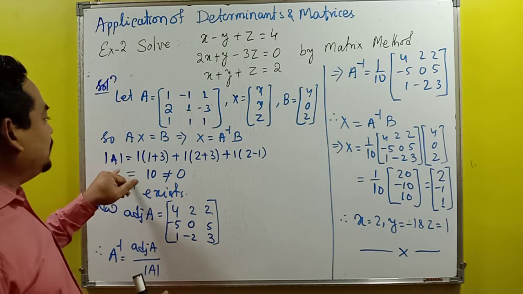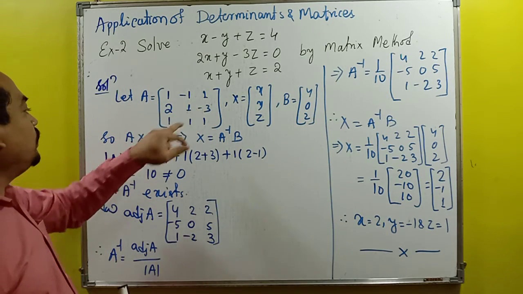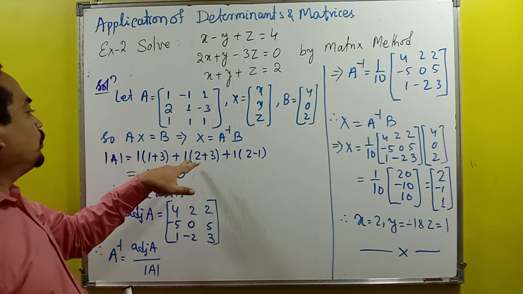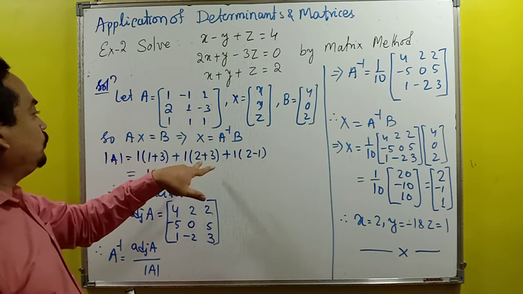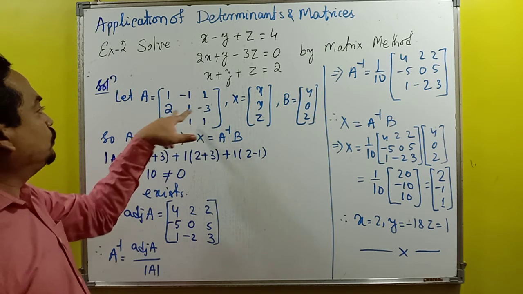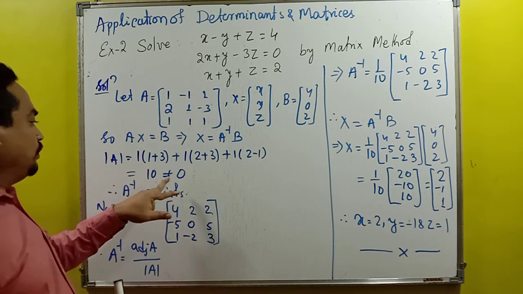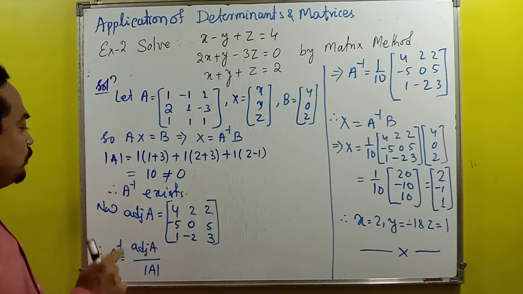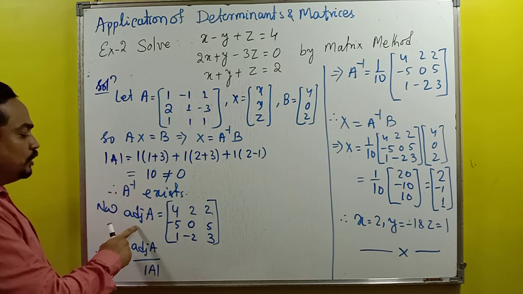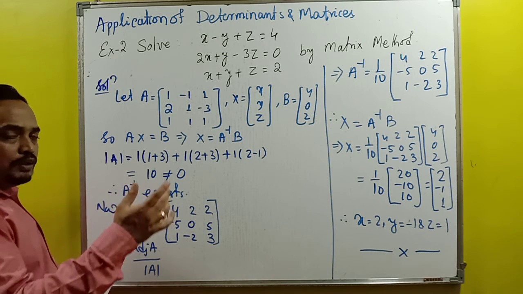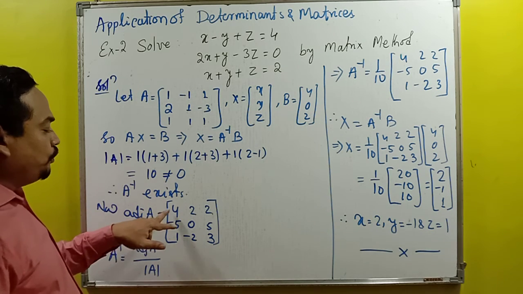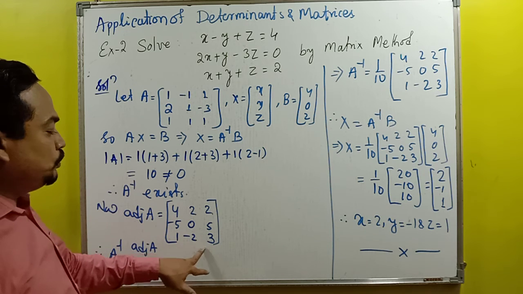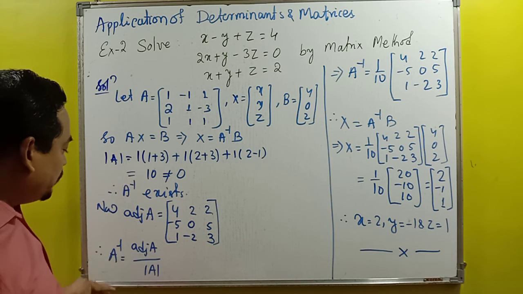Now first step, finding A inverse, you require to check its determinant. So determinant A is equal to how much? By expanding along row 1, it is 1 into 1 plus 3, minus of minus 1 plus 1 into 2 plus 3, and plus 1 into 2 minus 1, that is 10, which is not equal to 0, hence A inverse exists. Since A inverse exists, now we need to find adjoint A. By the shortcut rule, we have got 4, 2, 2, minus 5, 0, 5, 1, minus 2, 3. This is the adjoint.